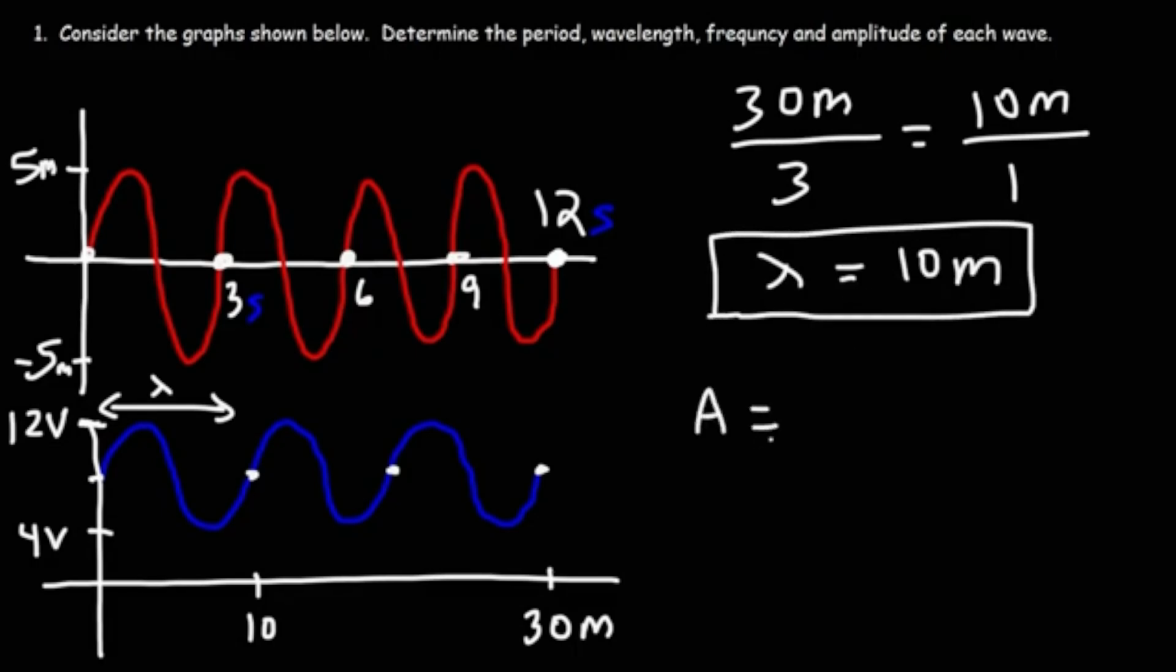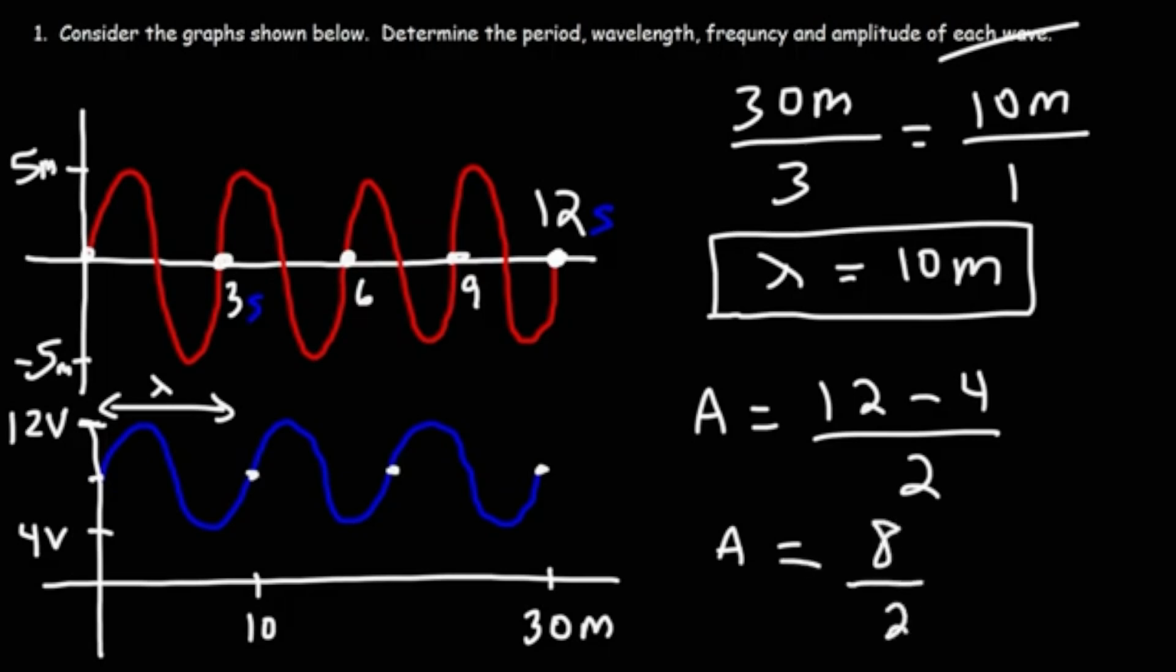Now we can calculate the amplitude for this wave. I probably should have designed the problem better rather than saying, determine all 4 of these for each wave. Now, on the y-axis, we have voltage. The max voltage is 12, the minimum voltage is 4, and we're going to divide that by 2. 12 minus 4 is 8. 8 divided by 2 is 4. So the amplitude for the blue wave is 4 volts. So now you know how to calculate the period, wavelength, frequency, and amplitude of a wave.